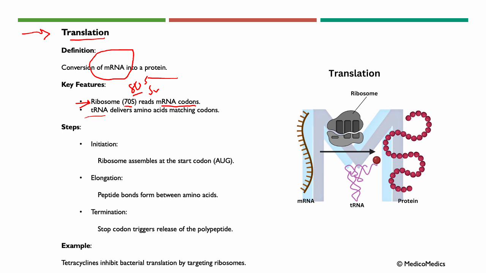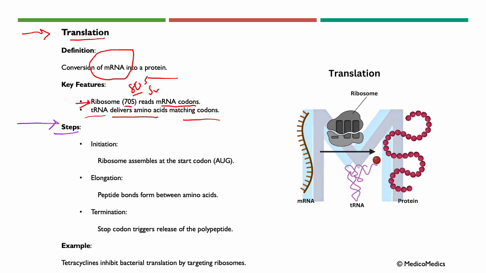And tRNA, which stands for transfer RNA, delivers specific amino acids that correspond to these codons in the mRNA. And the genetic code is universal, with each codon specifying a particular amino acid.